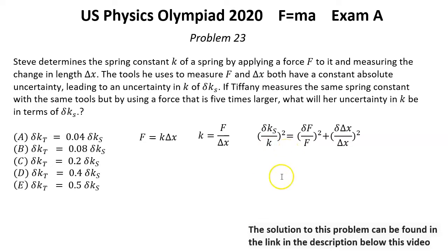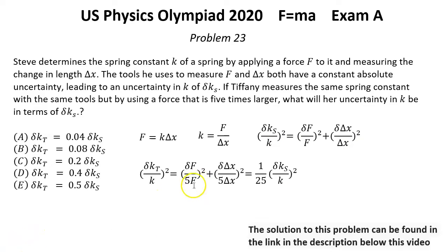Steve. For Tiffany, we have another formula. We have force 5 times greater. It means that the enlargement will be 5 times greater for this spring, but the absolute uncertainty is the same. It means that from here we can find that delta K for Tiffany equals 0.2 delta K for Steve. And this is the answer C, and that was the solution for problem number 23.